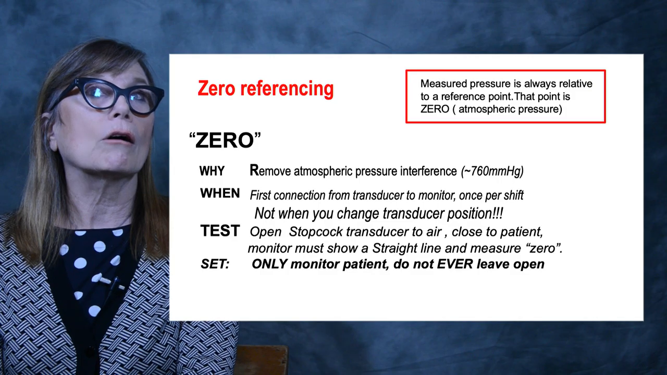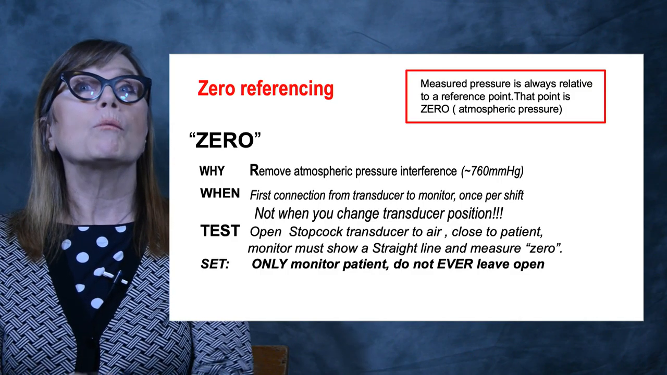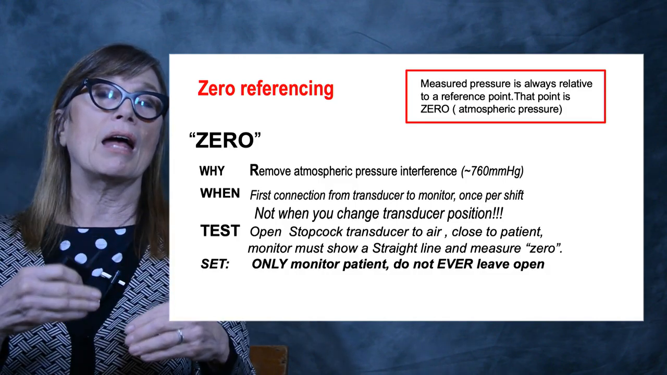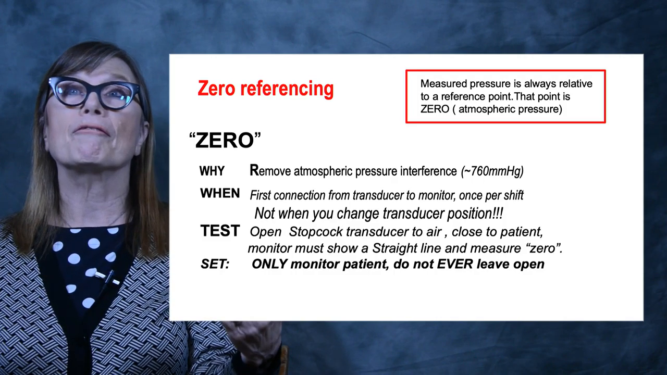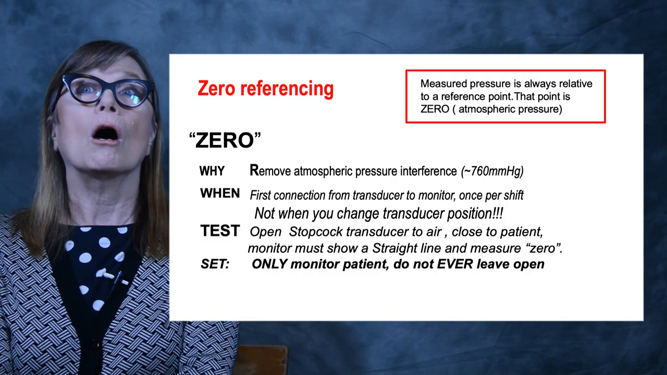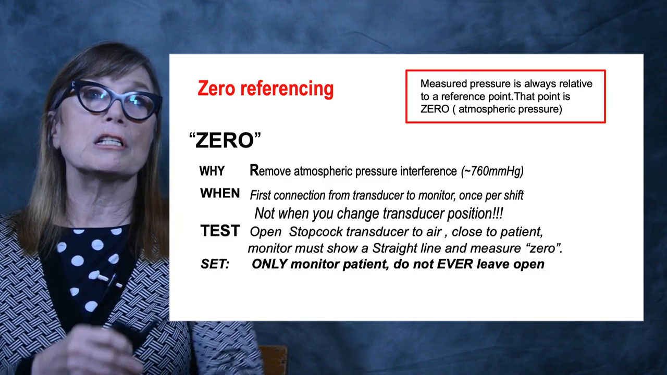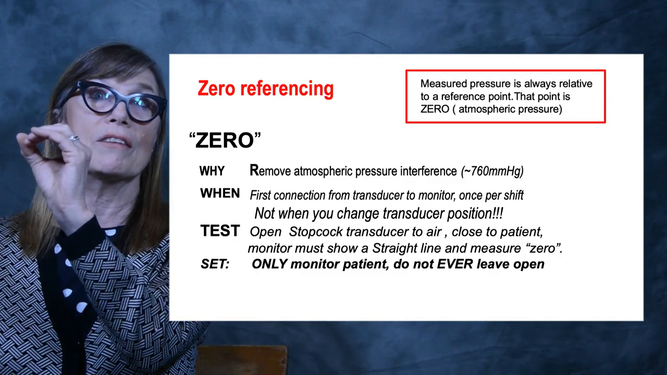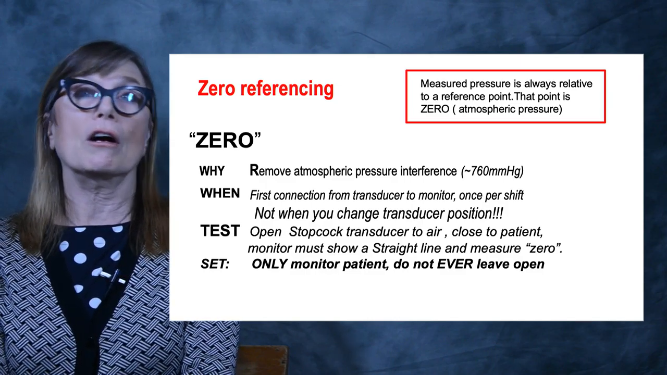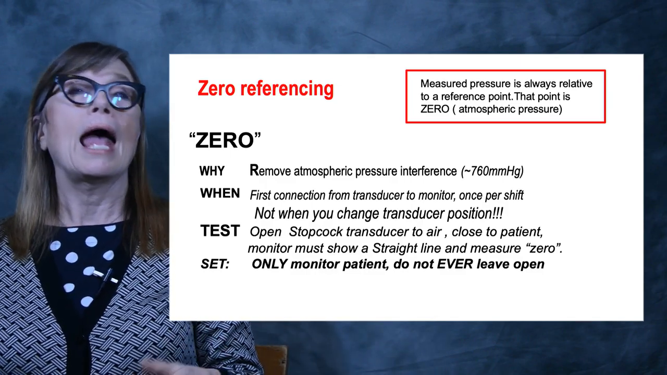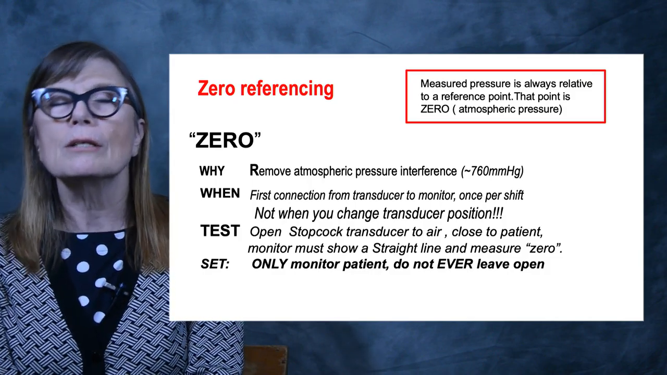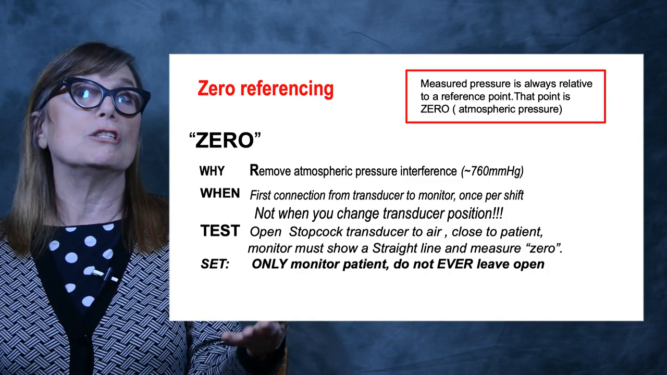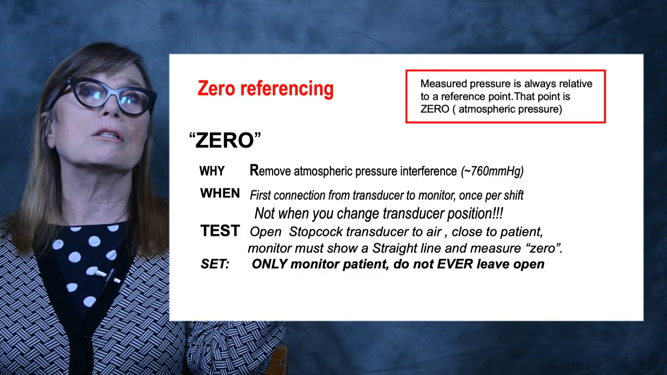So we basically call atmospheric pressure zero. And when we open our transducer to air, we're allowing the transducer to communicate with atmosphere, and that calls that pressure zero. That's our reference point. So always remind ourselves that we zero reference because we need to start from a number that is acceptable. That will be zero, not 760. And you need to do this when you very first connect your transducer to your monitor, at least once per shift, but you don't need to do it when you're changing the transducer position or when the patient changes, because if the transducer position changes with the patient, there's no reason for you to read zero.